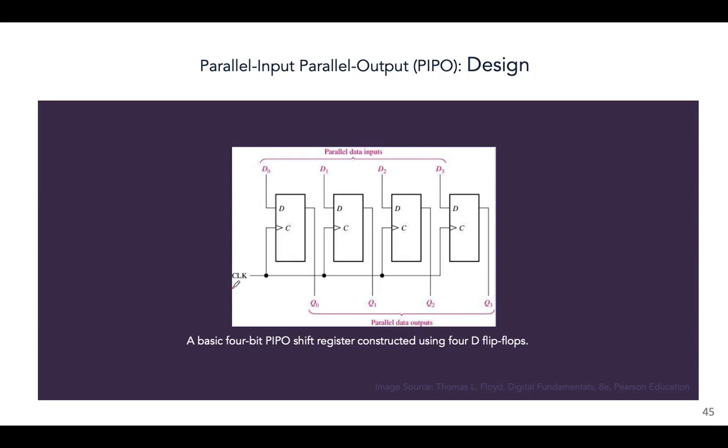We have the clock. Simultaneously, it will monitor the flow of the data. Since this is a 4-bit register, we have 4 input lines and we have 4 output lines. Again, you can see how this works, right? It's very simple.